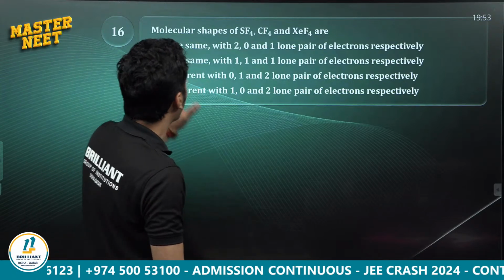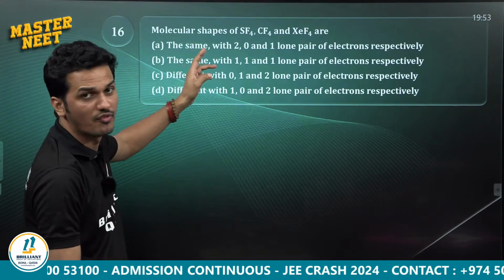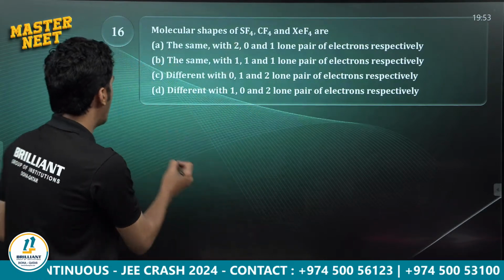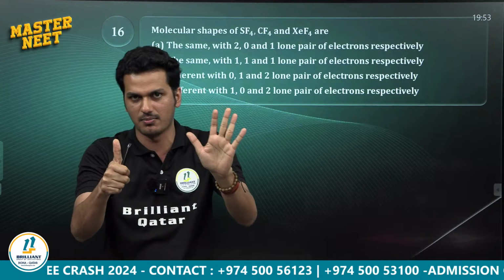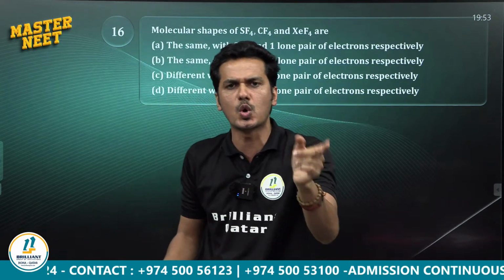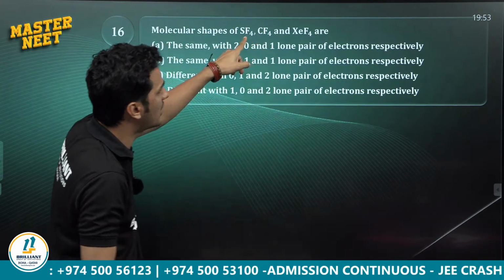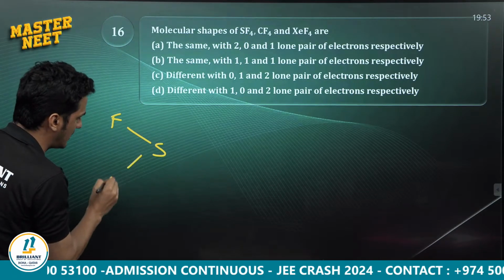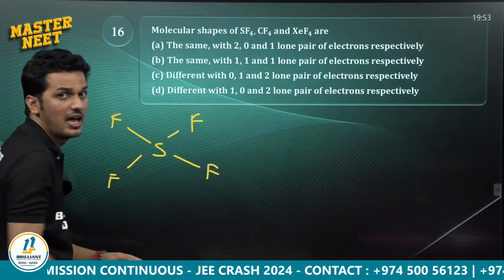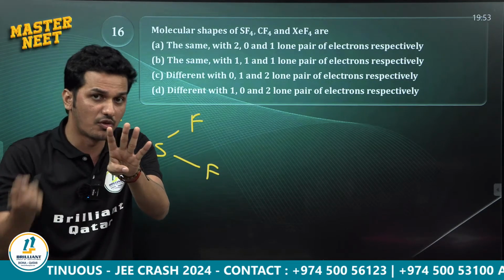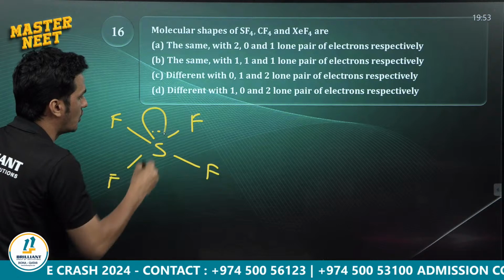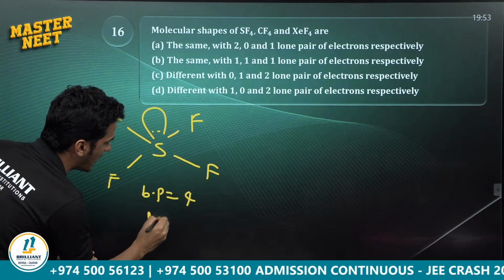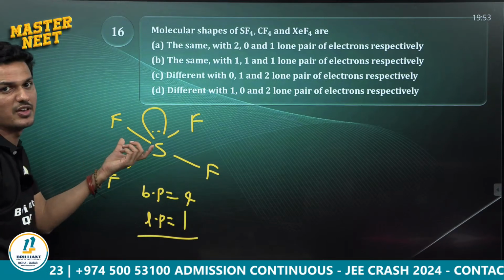Okay, this is the next question. Molecular shapes of SF4, CF4, XeF4 are. So the idea is, around sulfur 6 electrons are there because sulfur atomic number is 16, configuration 2, 8, 6. Out of that 4 electrons are used by fluorine, so around sulfur 4 bonds are there. Out of the remaining, 2 electrons are there. So automatically bond pair is equal to 4, lone pair equal to 1. So it is having seesaw shape.